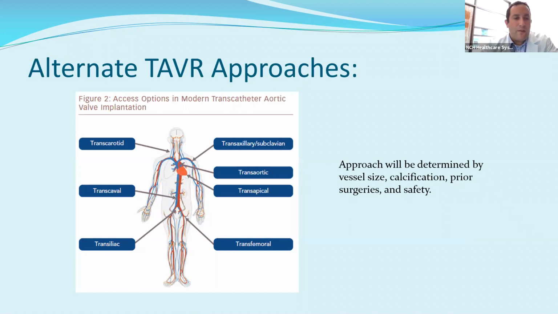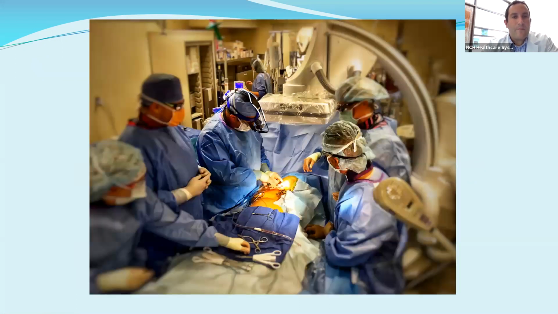We can do it generally through the transfemoral or transiliac, meaning we stick in the groin, but we can also go through the bottom of the heart. We can go through the aorta. We can go through the arm, and we can go through the carotid artery if we have to. We've done each of these approaches at NCH. Each one has gone very well, and patients tolerate them very well. And even with the alternate approaches, patients are still going home in 1 to 2 days. It's really just a question of how to get to the heart with the catheters and make sure we can push this valve through the vessels to get there.